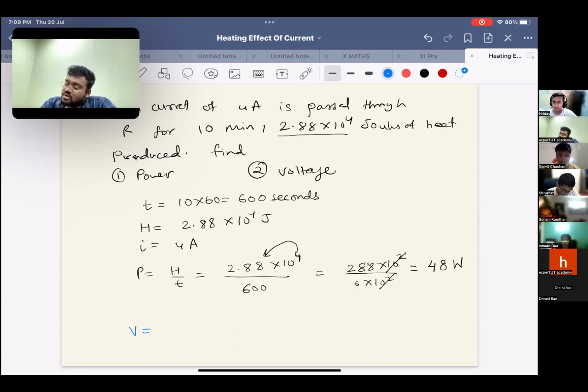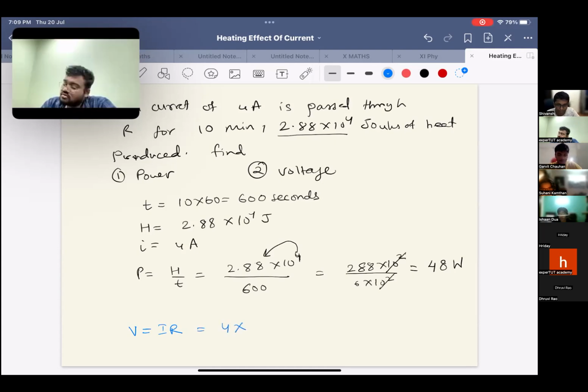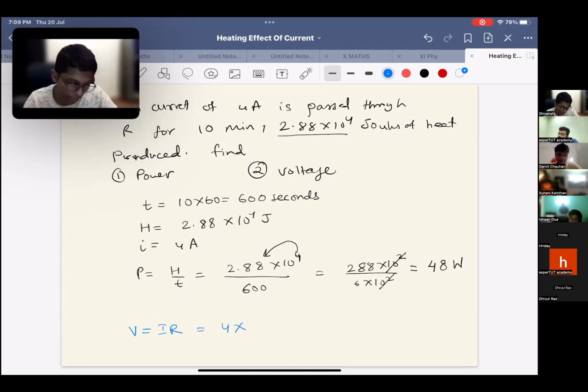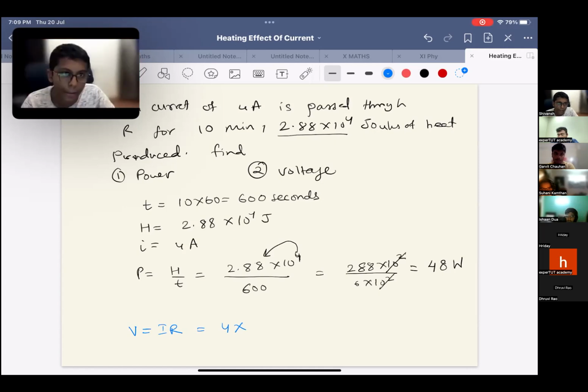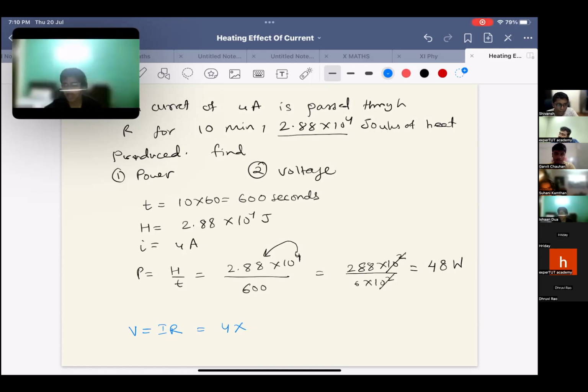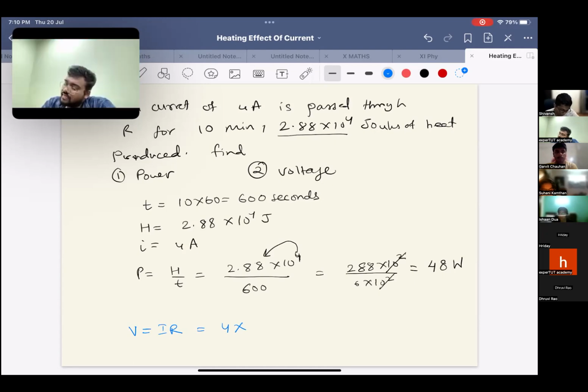Power is V square by R. Right formula, V is IR, no? V is IR. Yes, sir. I value is 4 into... but R is not known, right? So we have to find R. R will be 3 ohms. So when we put the I square R, then you will find resistance is 3 ohms. Correct. And then we do 4 into 3, and we get 12 volts. Power is VI, so 48 is equal to V.